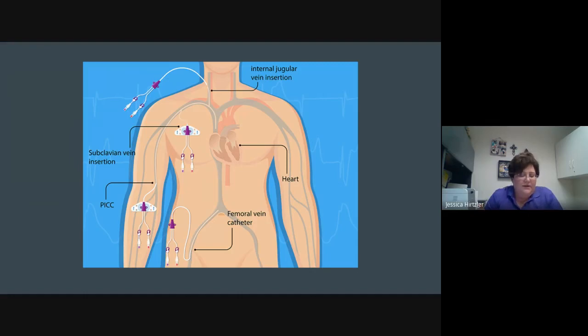A PICC line is a peripherally inserted central line, and it's oftentimes inserted in the antecubital fossa. You'll see that like right here in their antecubital fossa, and they can continue to give medications through that. Sometimes you'll see them subclavicular, sometimes you'll see them in the jugular vein area, sometimes they're even femoral. Okay, but it's just so that they'll always have intravenous access.